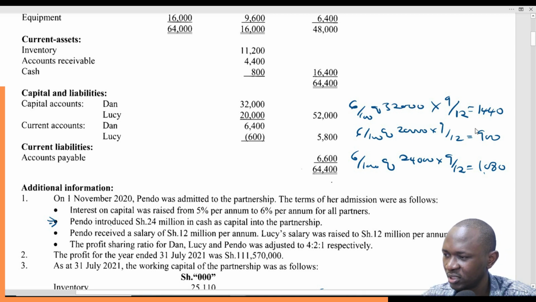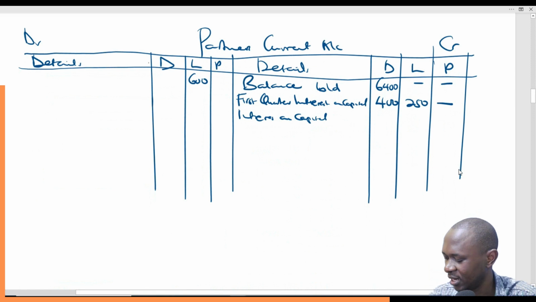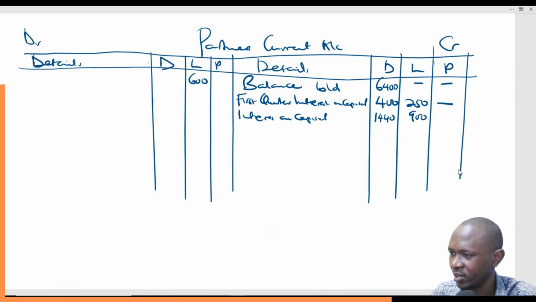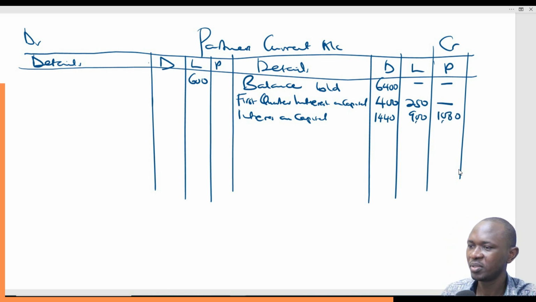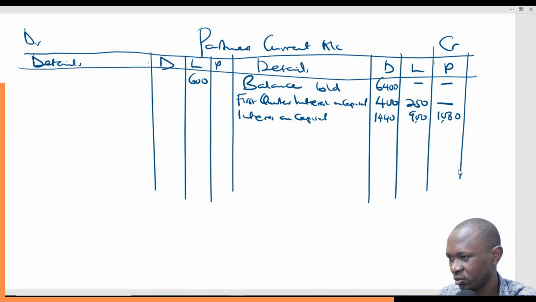So 1440, 900 and 1080 respectively. So this will be their interest on capital. The first quarter, there are 2 partners, like that. And then the remaining 3 quarters will be distributed like that at 6% per annum.